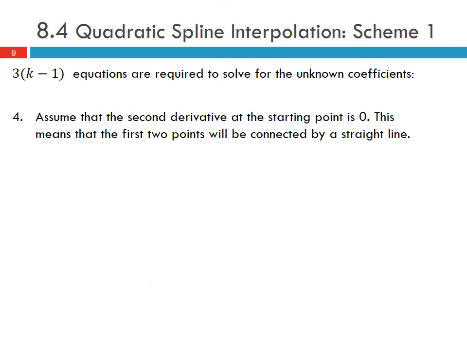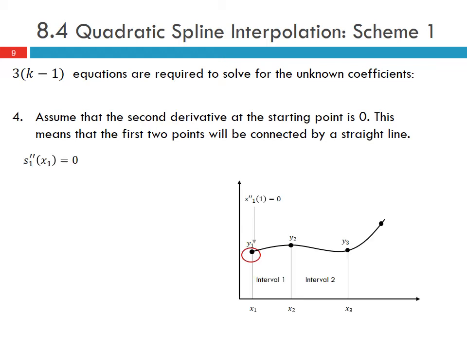So there are a number of things that we can do to get this last equation, and here we assume that the second derivative at the starting point is equal to 0. So this means that the first 2 points will be connected by a straight line. So the second derivative of s1 evaluated at x1 is equal to 0. So this means that 2c1 is equal to 0, or c1 is equal to 0.